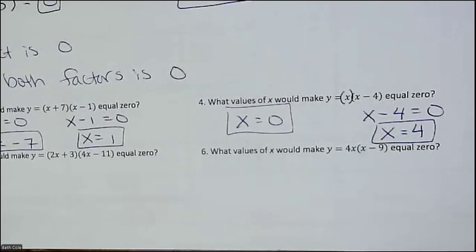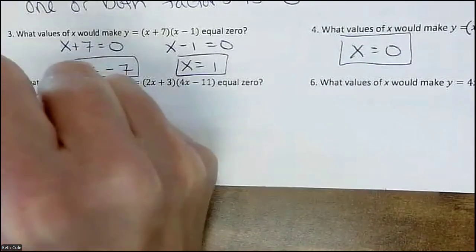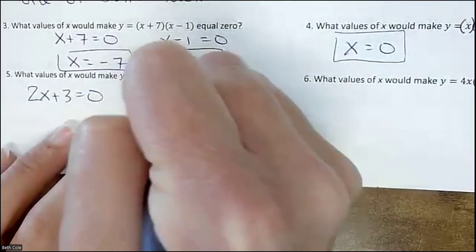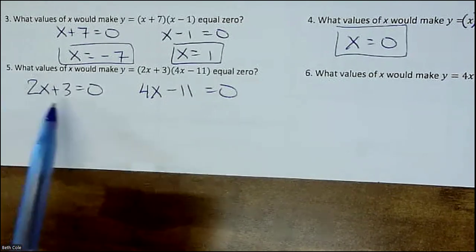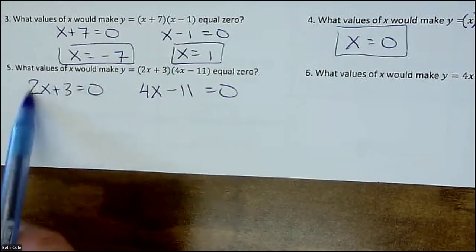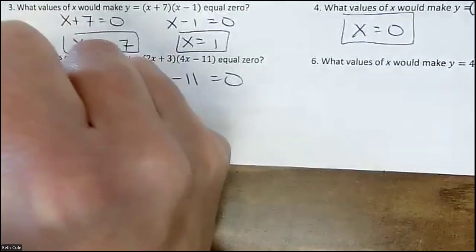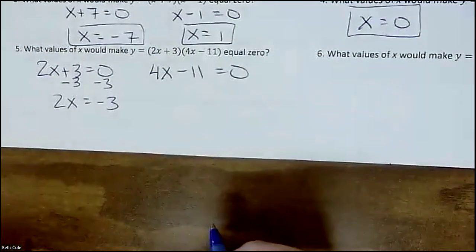Try it again. This is really all it is. Here's your two factors. You're gonna take them both and set them equal to 0. So you get 2x plus 3 equals 0, 4x minus 11 equals 0. Now, up till now, we were kind of doing it in our head. This is gonna involve 2 steps instead of 1 step, so I'm gonna write it out. What would you do to start solving this one? Minus 3, good job. So you'd get 2x equals negative 3.